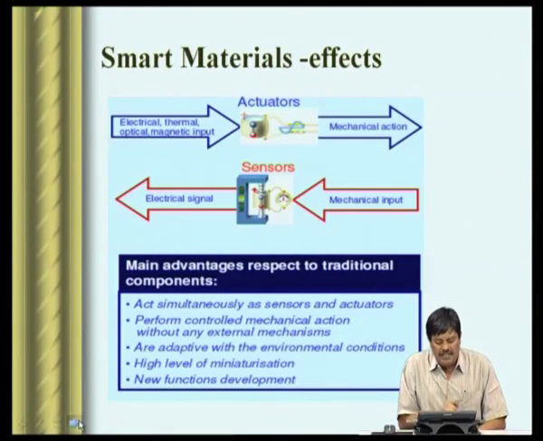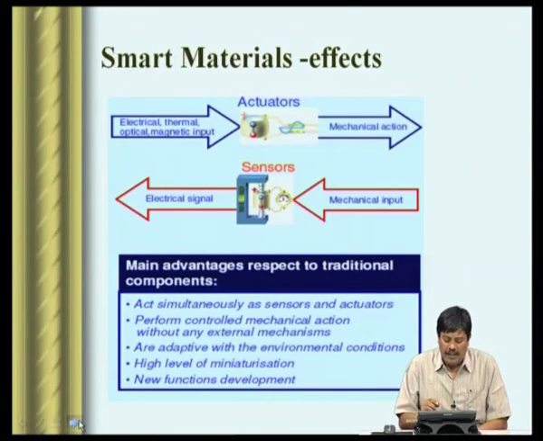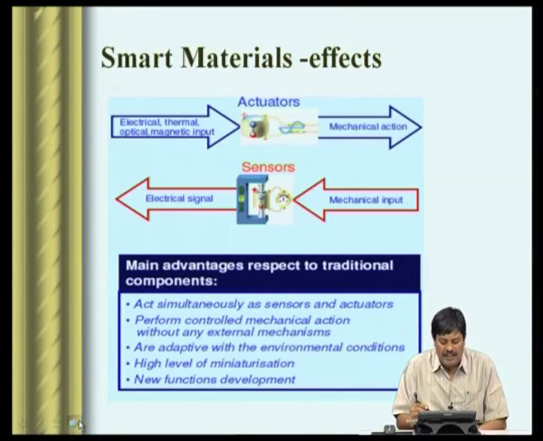The main advantage of smart material over traditional materials is that you can use it for both sensing and actuation. It can perform controlled mechanical action without any external mechanism. It can be adaptive; it can change itself to the environmental condition, and it has potential for high-level miniaturization, which is what we are looking at today in these smart systems. And many new functions can be developed using these materials.